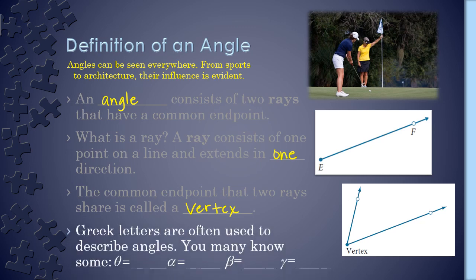And usually we use Greek letters in trigonometry to describe angles. To make sure that you're aware of what these letters are, I've listed some below. The first one is called theta. The next one that looks a little bit like an A is called alpha. The one that looks like a B is called beta. And finally, the last one is gamma.